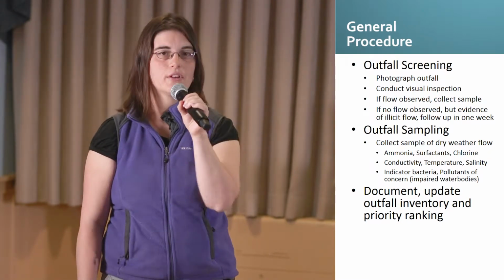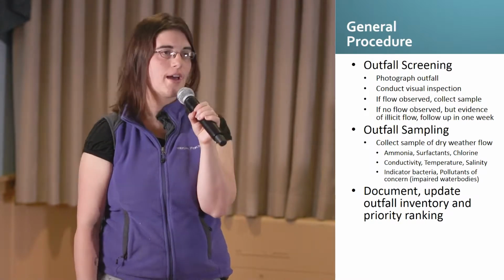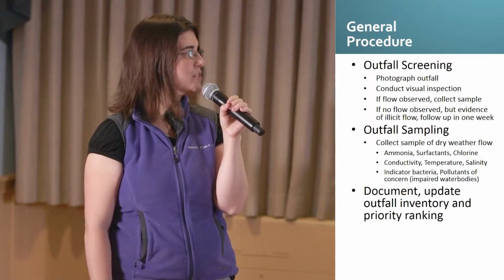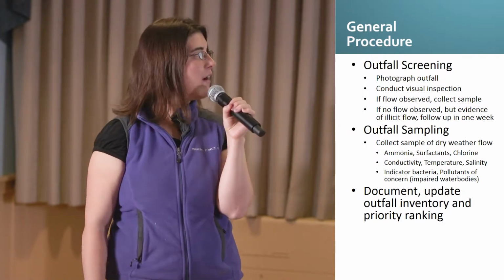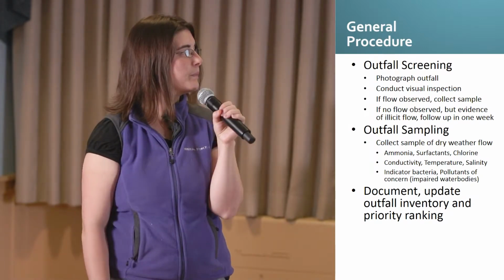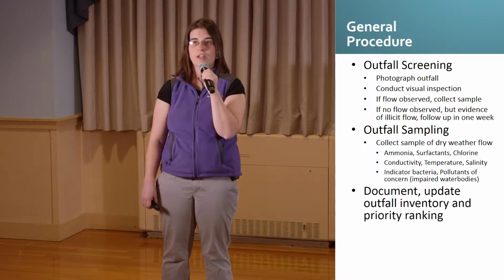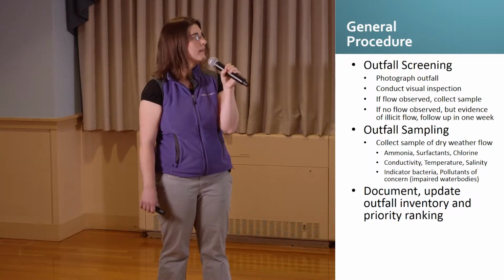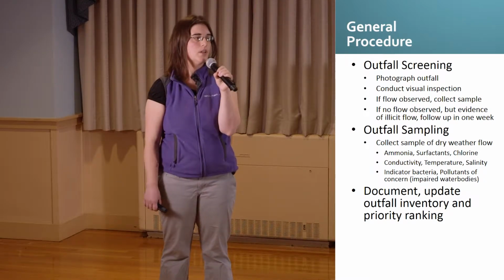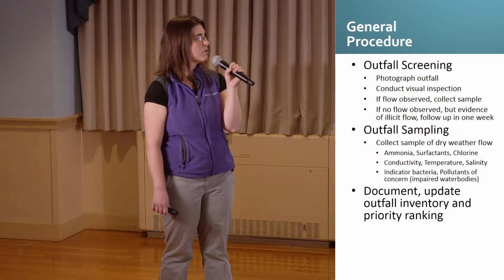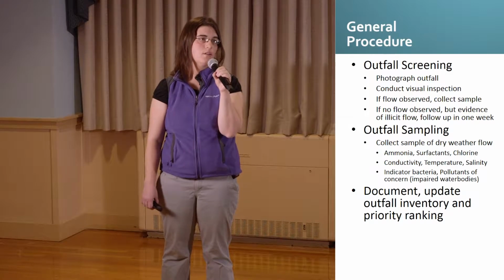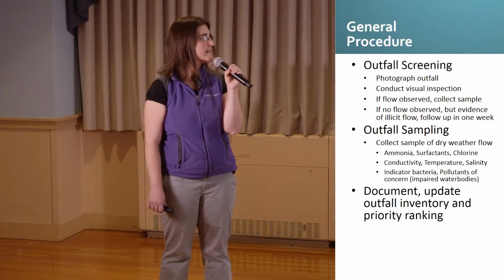Then you'll want to document your inspection. You can do this via a paper form, or if you have a digital data collection system set up, you can input the information that way. And then you'll want to update your outfall inventory and priority ranking based on any results from your screening. You may come across a submerged outfall when you're doing your inspections, and you don't want to do your screening necessarily at the submerged outfall. You may want to take some notes about it, but you should move upstream to the first accessible structure to do your screening and sampling.